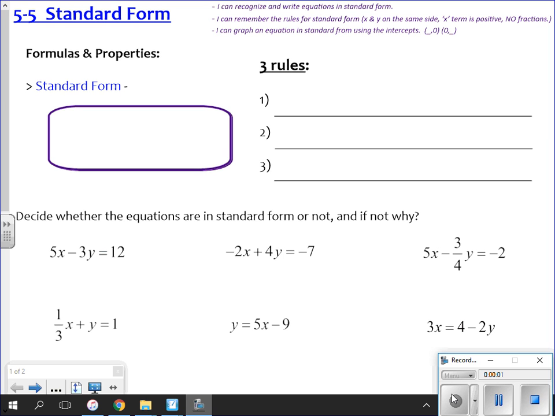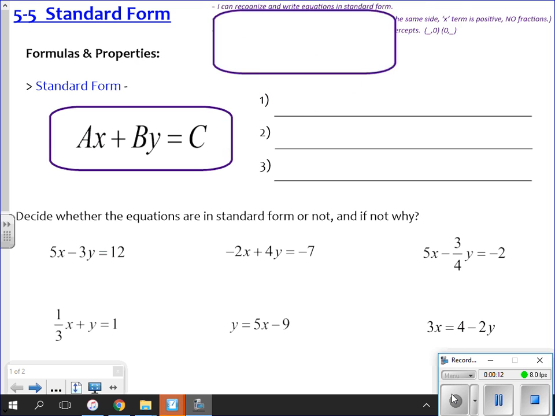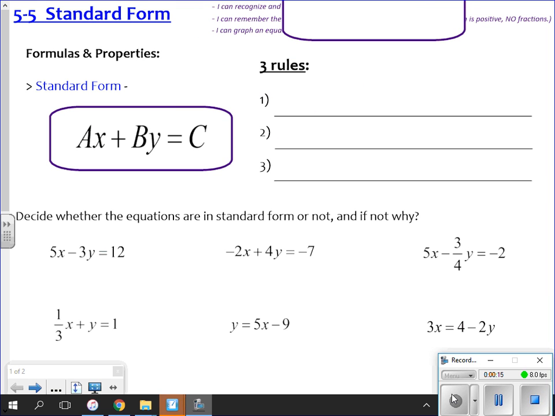So today we're going to do standard form. We did slope-intercept. We've done point-slope. Today we're going to add standard form to that. Standard form of a linear equation: Ax + By = C. Rules that need to be done for this one.